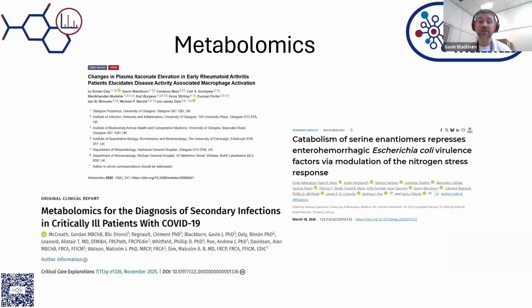Unsurprisingly, there's a large amount of metabolomics research that has come through Glasgow. We've looked at changes in plasma itaconate with the rheumatologists. We've looked at catabolism of serine and enantiomers with some of the bacteriologists and people who work within sepsis. We've looked at COVID patients where we were looking at secondary infections and seeing if we can distinguish between gram-positive and gram-negative.